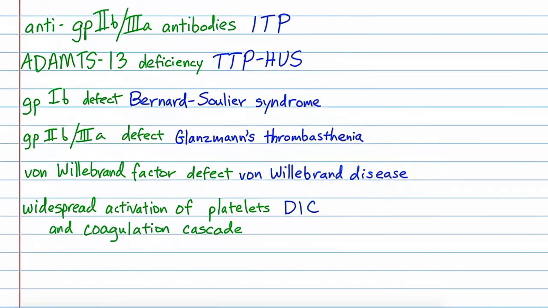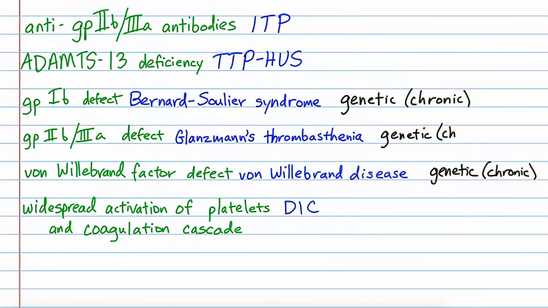So let's also think about which of these diseases are going to present as chronic platelet disorders and which ones are going to be more acute illnesses. So first of all, genetic disorders are generally going to be chronic, right? So which of these are due to genetic defects? Well, von Willebrand factor is generally genetic. That means it's going to be chronic. And so is Bernard-Soulier syndrome and Glanzmann's thrombasthenia.